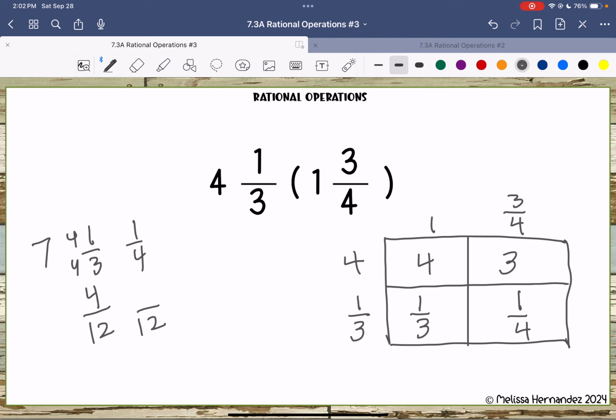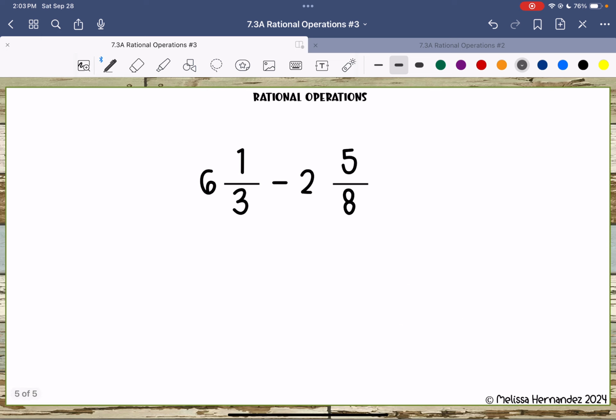Now 3 became 12 by multiplying it by 4. So I multiply the numerator and the denominator by 4 over 4, which is really just 1. Then this becomes 3/12. So now I ended up with 4/12 plus 3/12 is 7/12. And don't forget about the whole number. So you ended up with 7 and 7/12.